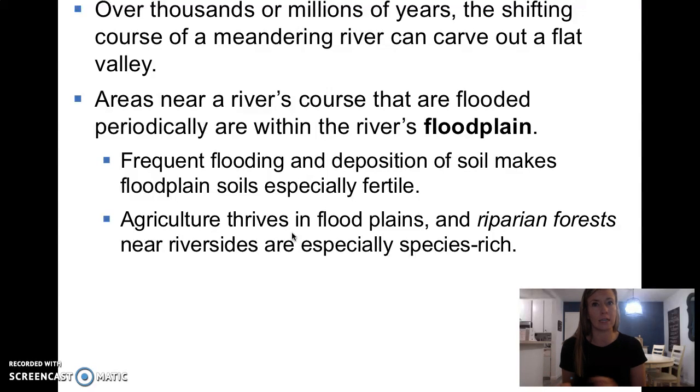Riparian means that it goes through periods of flooding and drainage, which allows it to have that floodplain fertility. So the riparian forests near a river are going to be especially species rich because they have very fertile soil.